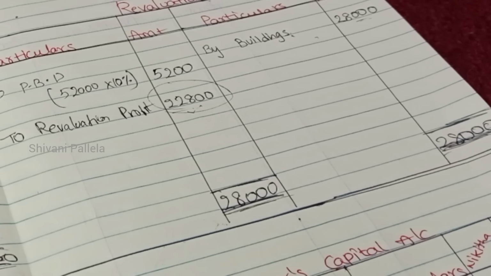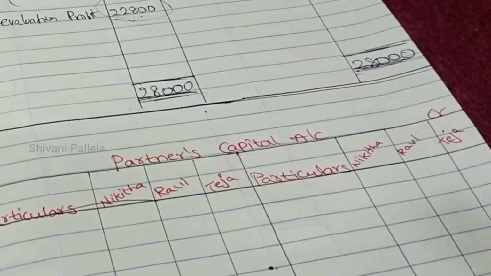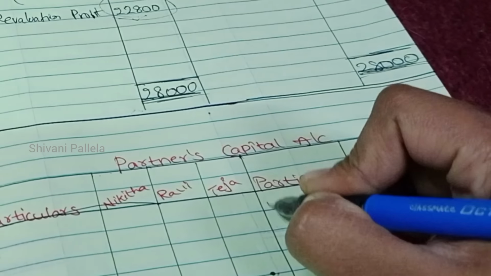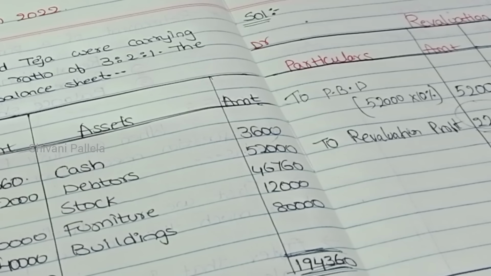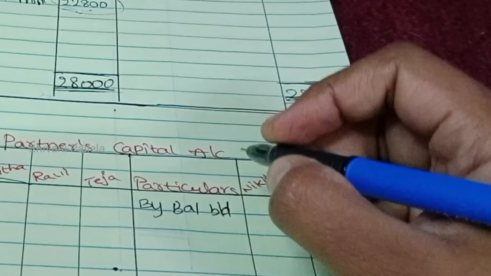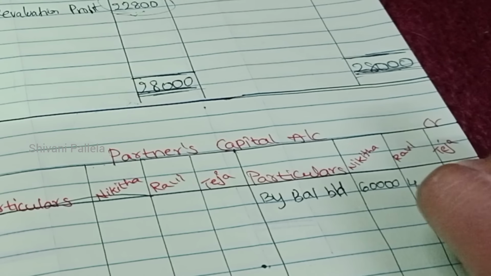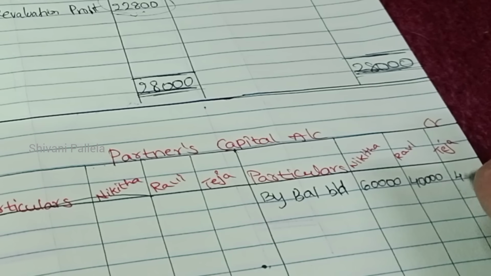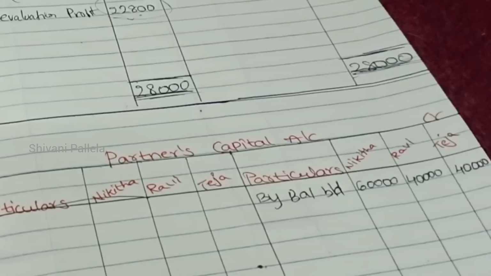So the answer is 22,800. Now we will do the partners' capital accounts. By balance brought down, what are the capital account amounts? 60,000, 40,000, and here also 40,000. I am writing here. Next, the revaluation account profit we need to share to the old partners.